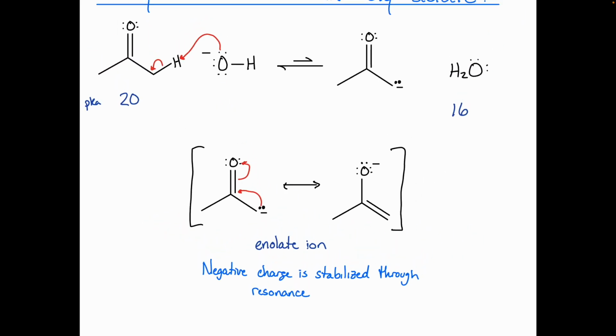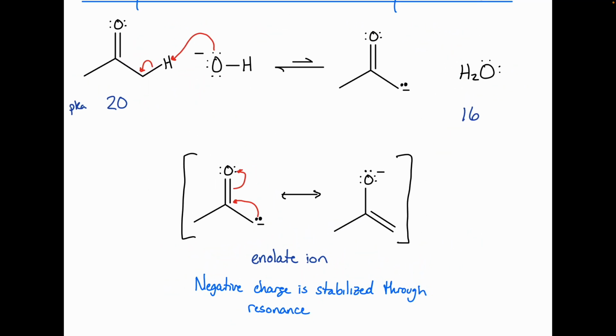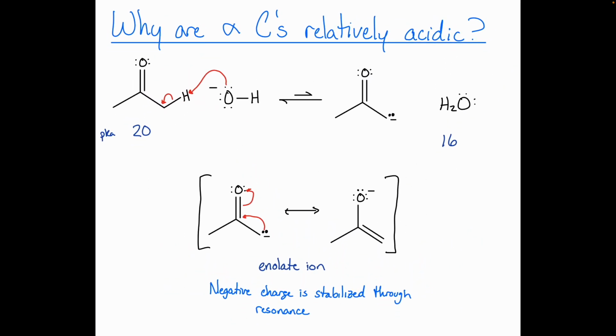All right, so why is that alpha carbon relatively acidic? Well, because when we deprotonate that alpha carbon, we give that alpha carbon a negative charge, just like we do for every acid that we deprotonate. But now that negative charge can be passed up to that oxygen atom, stabilized through resonance. All right, so that's why these aldehydes and ketones are more acidic than, say, regular old alkanes.